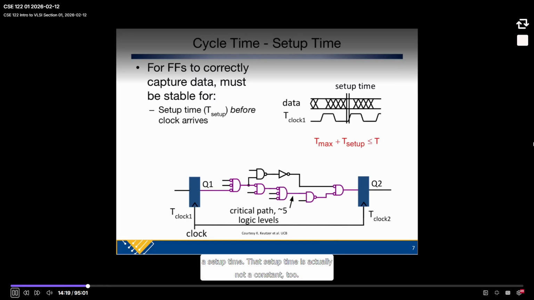That setup time is actually not a constant too. Remember I talked about the libraries and the delay tables and stuff? When we go into the libraries, there's a table for setup time. What does that table depend on? It actually depends on two things. So this is a little bit of a tangent. It depends on the slew of this input signal and also the slew of the clock.